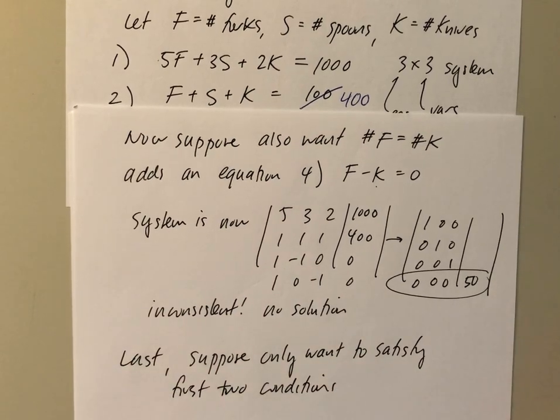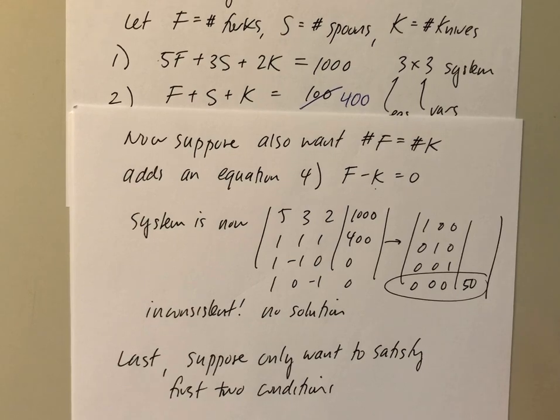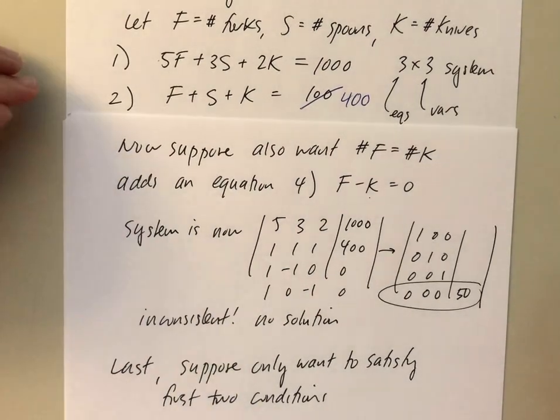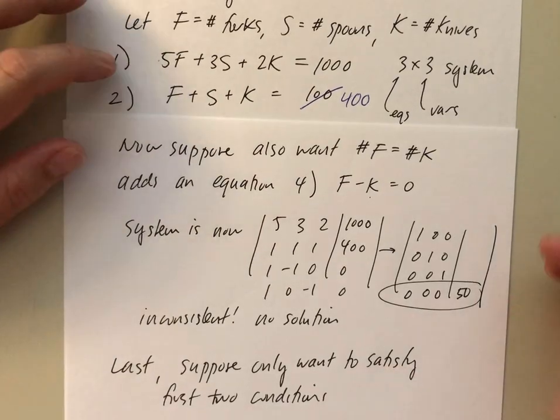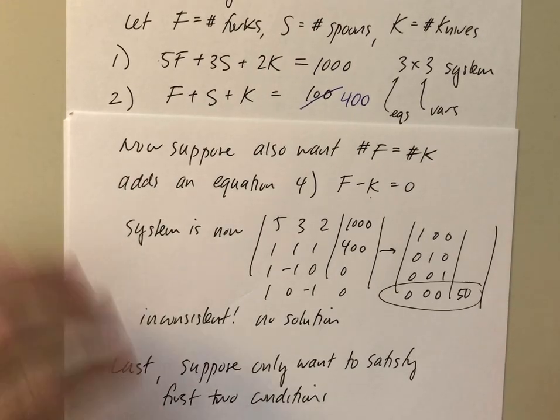So we say, okay, never mind. I don't care that the number of forks equals the number of spoons, or the number of forks equals the number of knives. The restaurants haven't told us how they use them, so we just want to produce a total of $1,000 worth of merchandise, and we want to make 400 pieces. Okay, what does that look like?